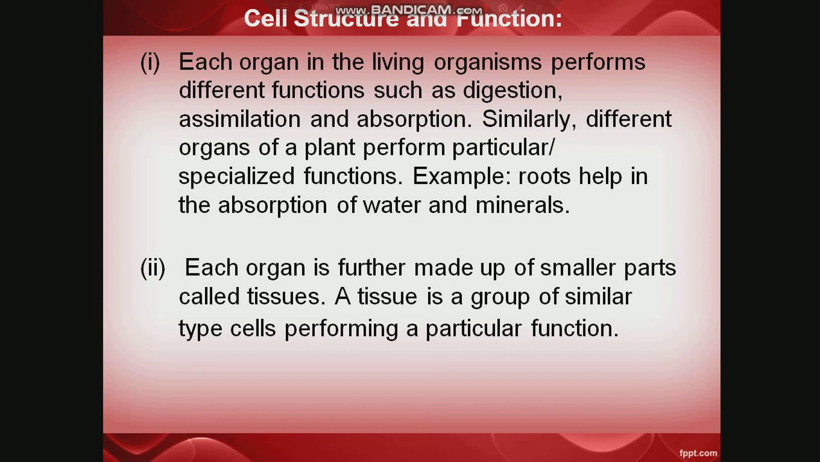Cell structure and function. Each organ in the living organism performs different functions such as digestion, assimilation and absorption. Similarly, different organs of a plant perform particular specialized functions. So, for example, roots help in absorption of water and minerals, whereas leaves help in performing photosynthesis, and we can just go on listing like that. Each organ is further made up of smaller parts called tissues, and a tissue is nothing but a group of similar type of cells performing a particular function.